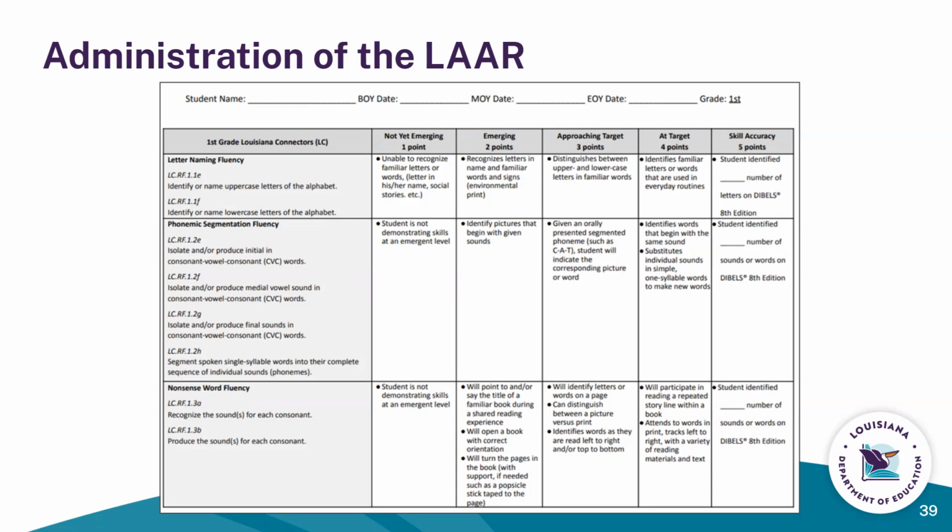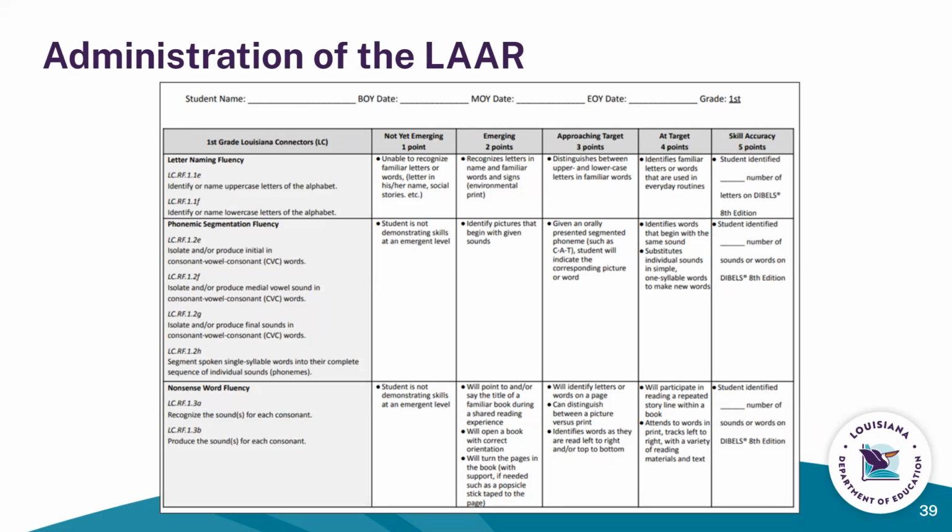Whereas a score of 3 indicates the student is approaching the target. They are able to distinguish between upper and lowercase letters. A score of 4 on the letter naming fluency skills subtest means the student is at target and can perhaps identify familiar letters or words. Whereas a score of 5 indicates that the student could complete this particular portion of DIBELS and perhaps was able to identify some of those letters on the subtest. So then the test administrator would award the student a total score of 5 on the LAR and would indicate how many letters the student was able to identify on that particular subtest.